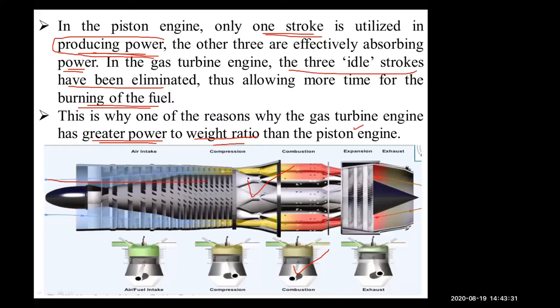Air will be delivered, then it continues, whereas the piston engine works intermittently. For example, during air intake, the other three strokes are idle. During compression, the other three strokes are idle as well. But in a gas turbine engine, there is no such process. It operates continuously. Air is continuously delivered to the combustion chamber, then to the turbine, then exhausted. So that is one reason why gas turbine engines are more efficient than piston engines.